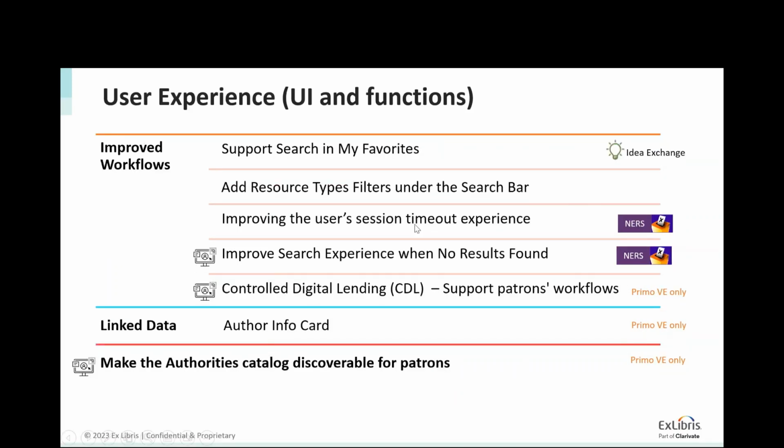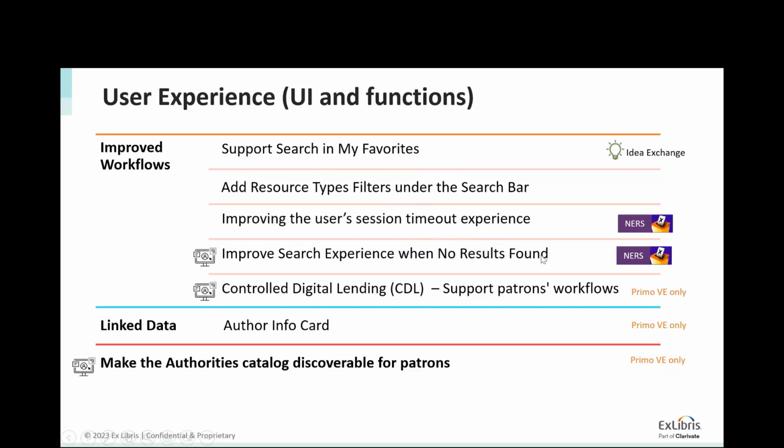More items that improve the user workflow are the ability to search in my favorites, and a new widget, a new component, that allows users to easily filter by the resource type filter. This was in the roadmap of 2022, the search ribbon we call it, and we now tune it to be more accurate as a resource type filter. We also add an additional NERS about the user session timeout, improving this experience. I explain more in dedicated slides.